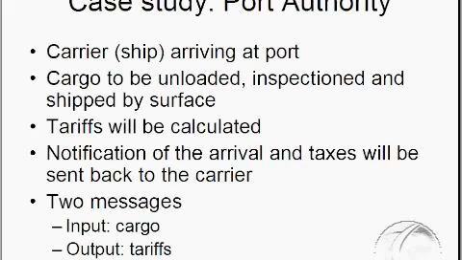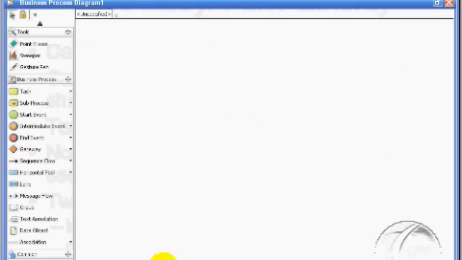Thus, we have two messages. From the point of view of the port authority, the first message will be an input message, which will be a cargo specification, which will be handled by the port authority. The output message will be the tariffs per se. Thus, our web service will be a synchronous web service which will have two messages, an input message and an output message. So using VPA, we will go ahead and start the specification.